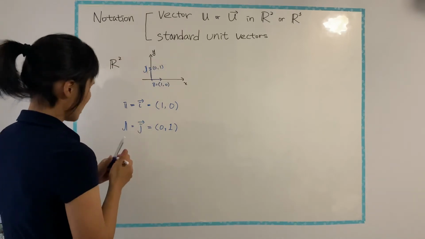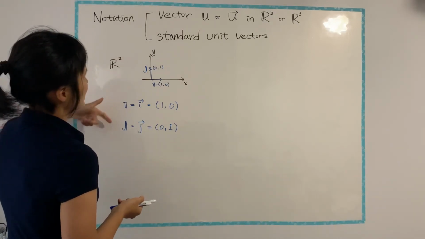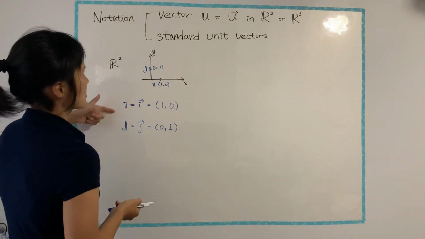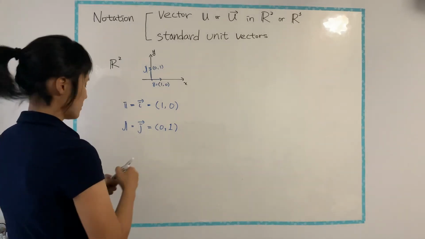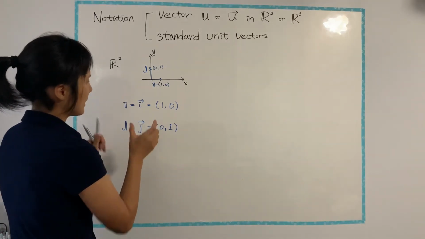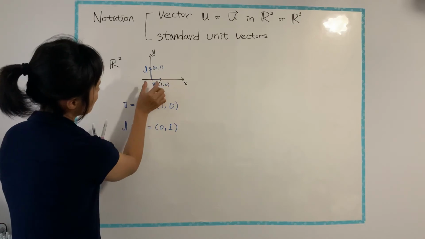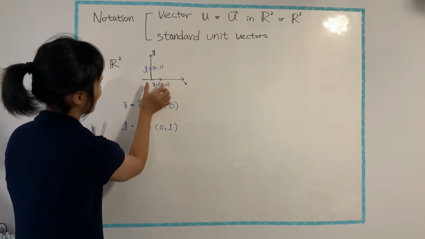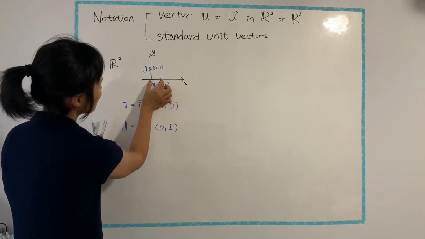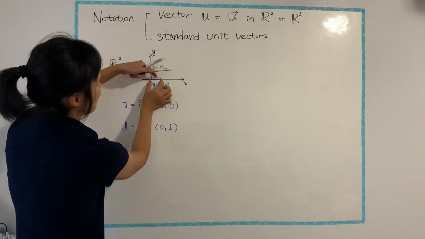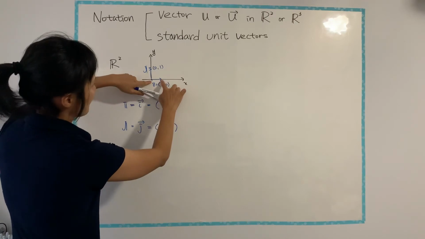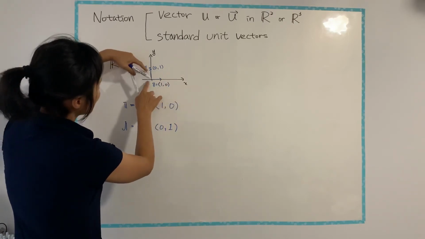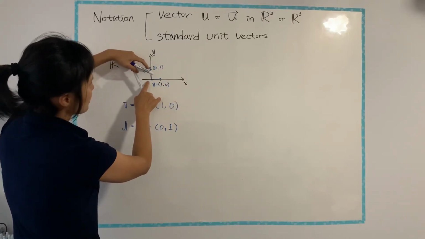So we call these vectors standard unit vectors. Unit just means the length of this vector is 1. As you can see, it doesn't go along the y direction at all, and it travels along the x direction by 1 unit. So we know the length of this vector is 1. Similarly, the length of this vector j is also 1.